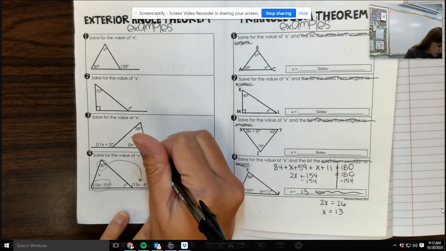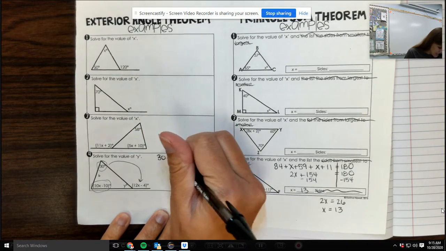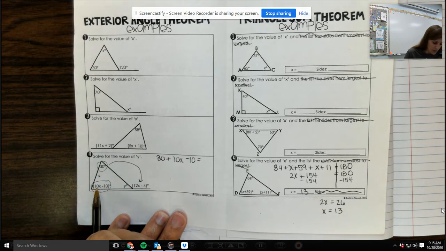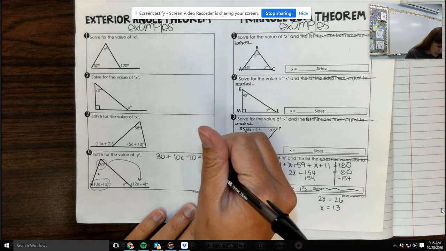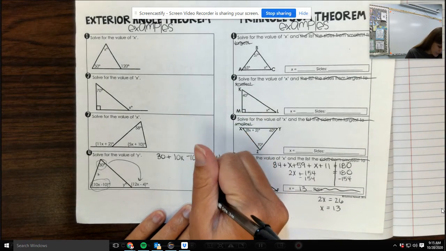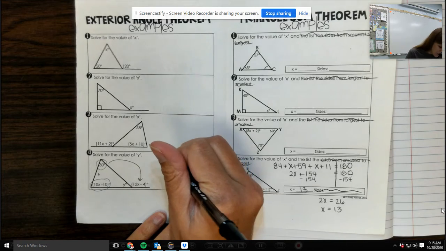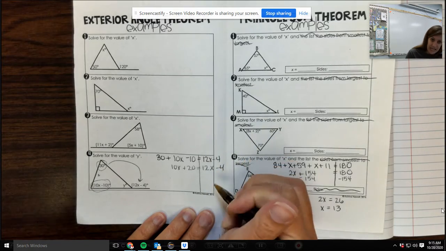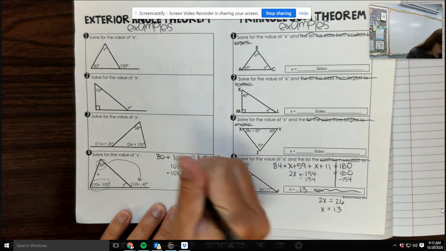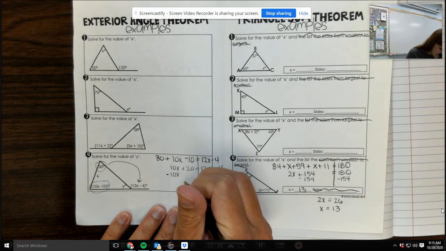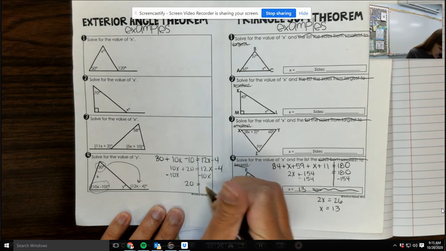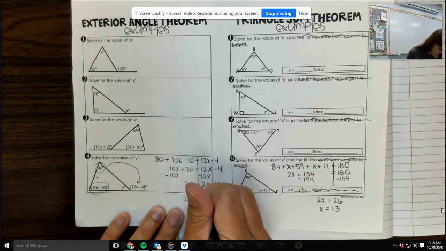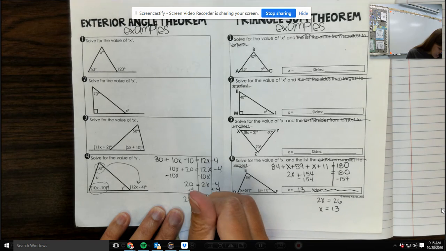So we're going to do our 30 plus 10x minus 10. So our two remote interior angles to add up to equal the outside one. So 12x minus 4. And so when we combine like terms over here, we'll have 10x plus 20. Then I want to get my x's on the same side, so I'm going to move the smaller one. So we'll have 20 equals 2x minus 4, and then I'll add my 4. So 24 equals 2x, so x is 12.